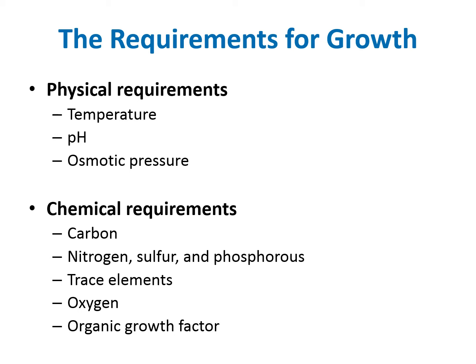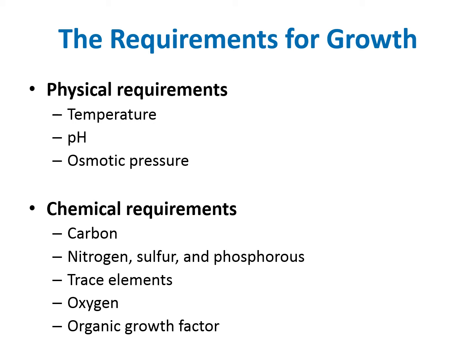We also said that bacteria like to live at a pH of about 6.5 to about 7.5, so that's roughly physiological pH. The range of pHs for your average bacterium is a little bit more acidic than we find in the human body, but it's somewhat similar. And we said that osmotic pressure is also important.